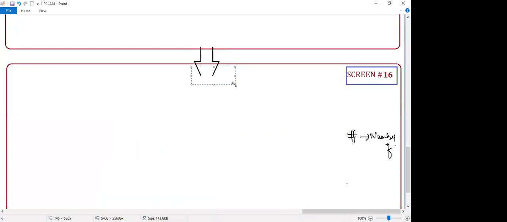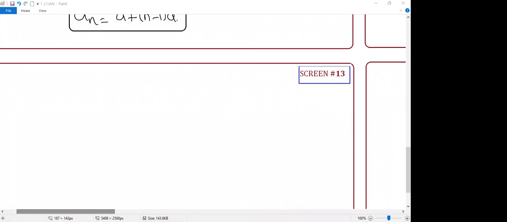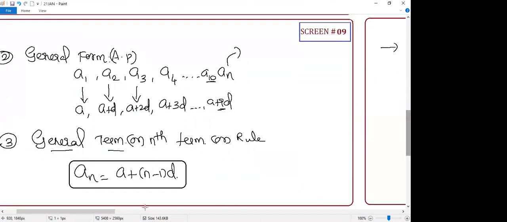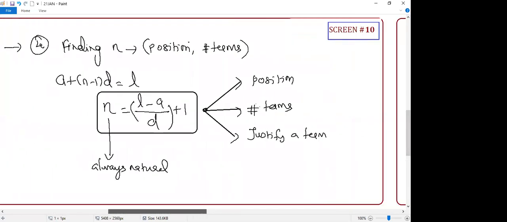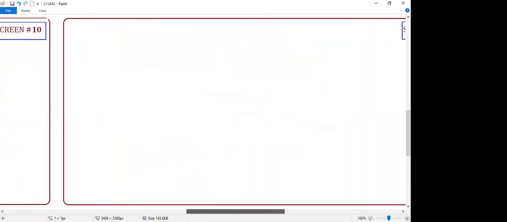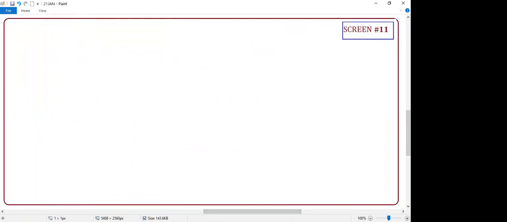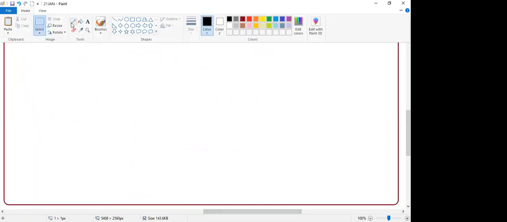Okay, I'm deleting this. I'm cleaning this board. Okay, guys, it's ready. So you are just following the order. Screen number 9 has formula number 2 and 3, and screen number 10 has formula number 4. Sir, what other formula? Guys, this is another important result.